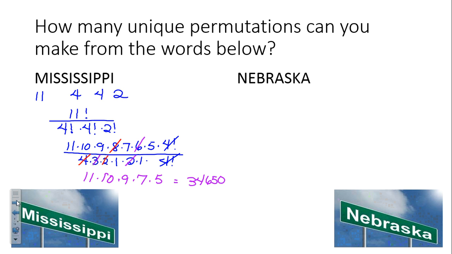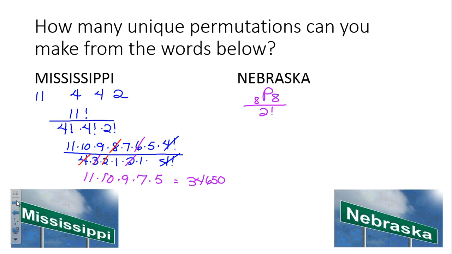So how do we set up Nebraska? How many letters? 8 of them, right? So we want to take 8 of them, 8 at a time. But we have to divide by any repeats. Okay. Which ones repeat? The A's, right? And we only have 2 of them. So we're going to have to divide this by 2 factorial.